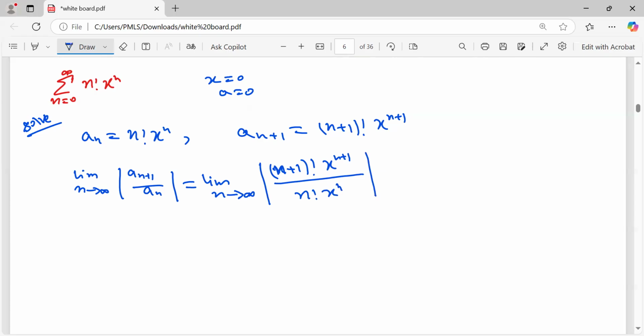So we can see that it can be written as the limit as n approaches infinity of n plus 1 factorial. We know this is a property of factorial: if you have n plus 1 factorial, we can write it as n plus 1 times n factorial, right?